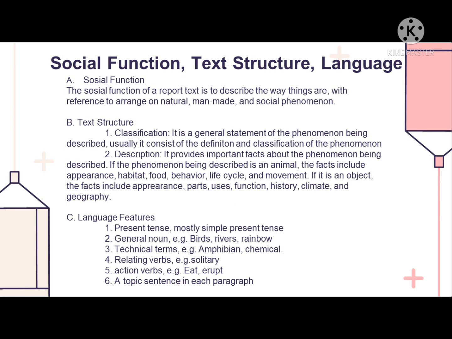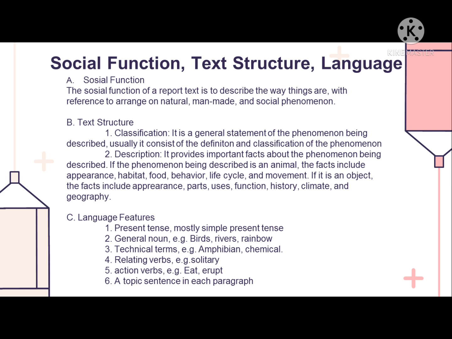And social functions, text structure, and language. A. Social function. The social function of a report text is to describe the way things are with reference to a range of natural, man-made, and social phenomena.